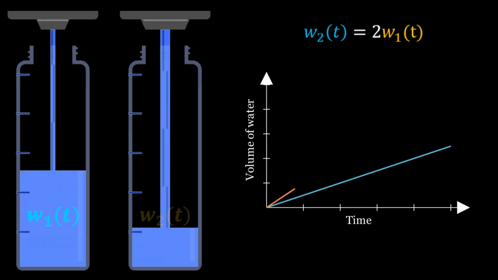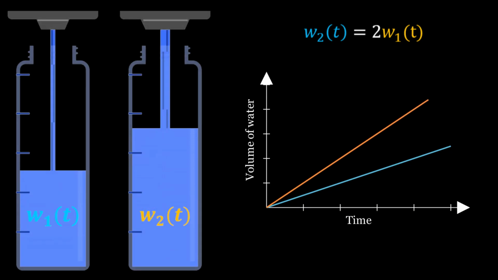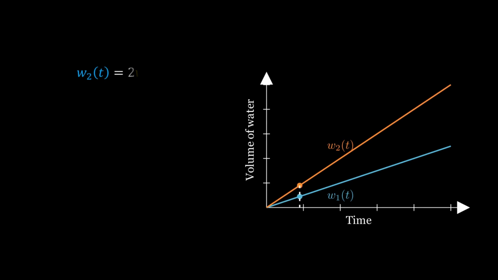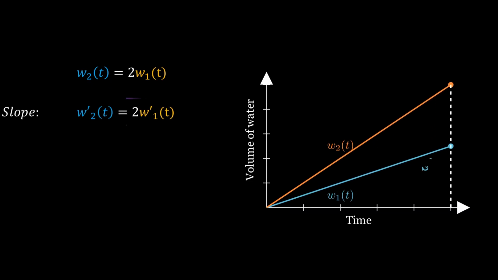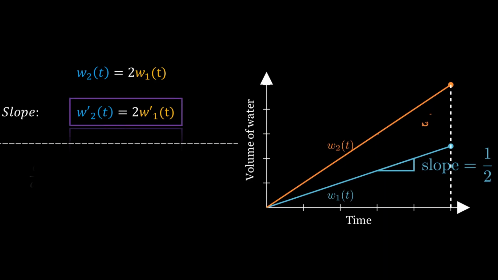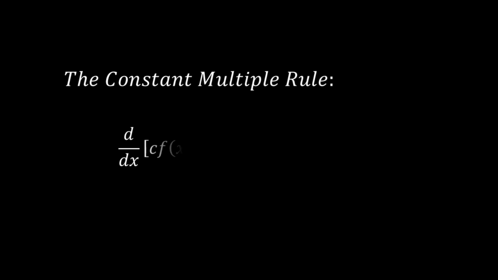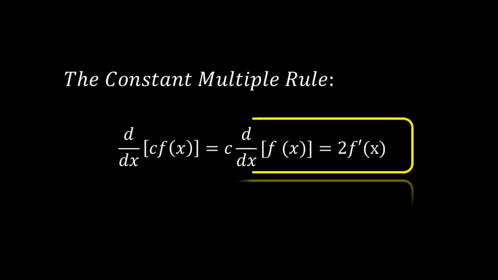Now, as you can see, both the functions are linearly dependent on time, and if we measure the slope of each function, we get the same relation between them, that is, W2 prime equals 2 times W1 prime. So, we can conclude that the derivative of 2 W1(t) equals 2 times W1 prime(t). A multiplied constant, like 2, can be moved in and out of a derivative. This property holds true for any multiplied constant.